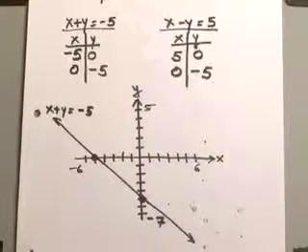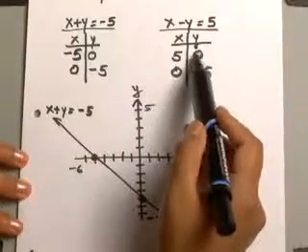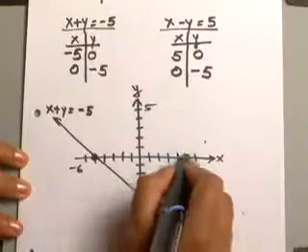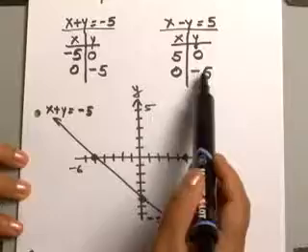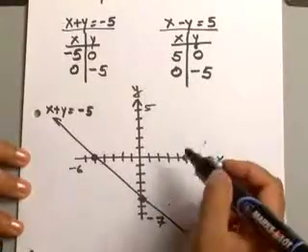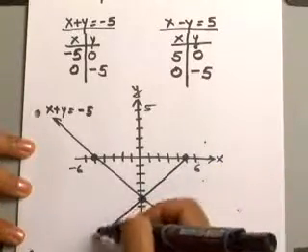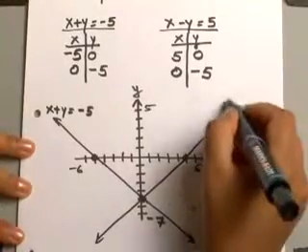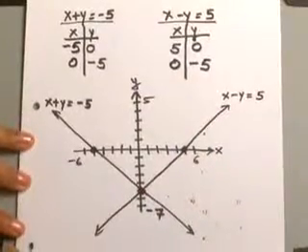Now let's graph our second line, which had (5, 0) as the first point, which will be right here. Then your second point was (0, -5). So (0, -5) is this same point right over here. Using these 2 points, again, we can draw our line through them. And this is x minus y equals 5.